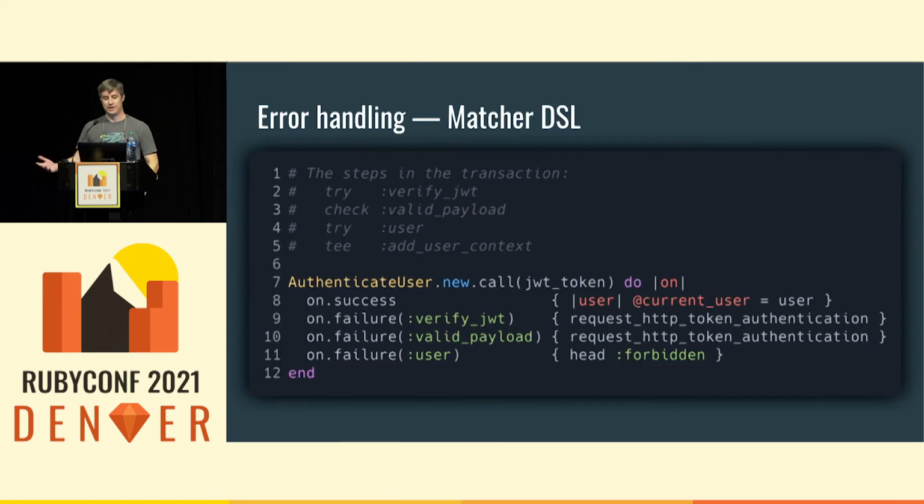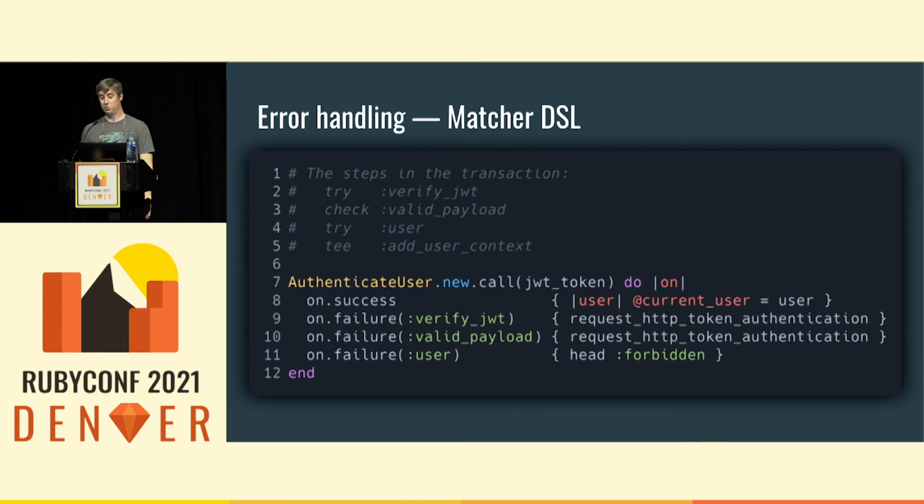The transaction call method also accepts an optional block, which is a DSL for matching the result success or failure. I like calling the block variable on because it just reads really nice. When it's a success, the unwrapped value in the success, in this case the user, is yielded to the block, and we can do that same current user thing as before. The failure, like we saw before, is named after the step that failed, and we can decide to do something different based on that. In this case, we failed to decode the token for some reason, or the token didn't have the data we need.